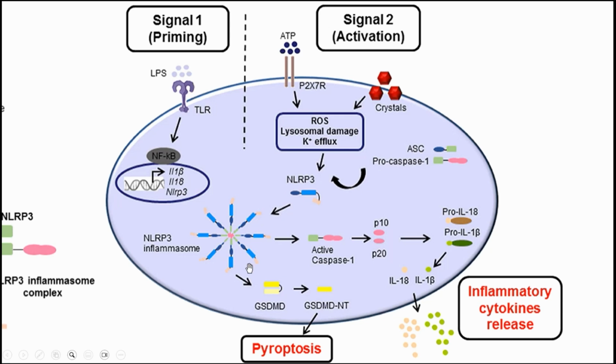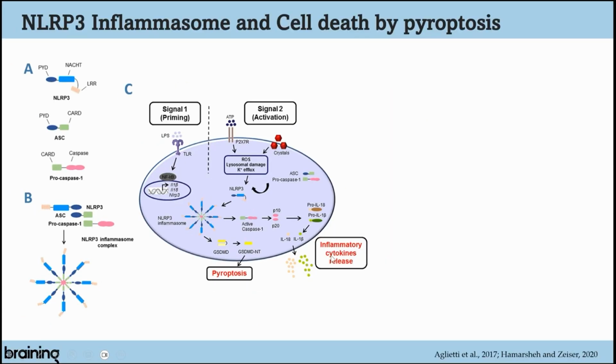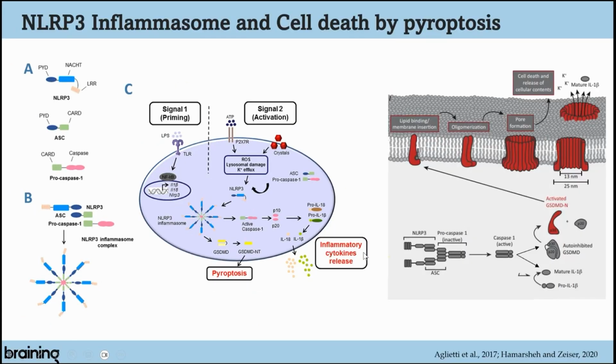Once the complex is formed, there's a proteolytic cleavage of procaspase-1, leaving caspase-1 active, and caspase-1, well, it does what it has to do in the cell. On one hand, it cleaves the pro-domain of the pro-inflammatory cytokines, giving rise to the active cytokines IL-1 beta and IL-18, and it also cleaves a protein that is the mediator of the inflammatory type of cell death, that is pyroptosis. I'll tell you more a bit later. So remember, cell death by pyroptosis.